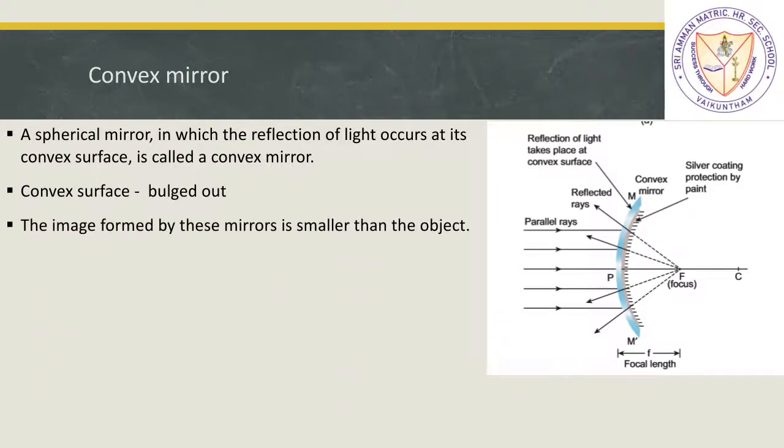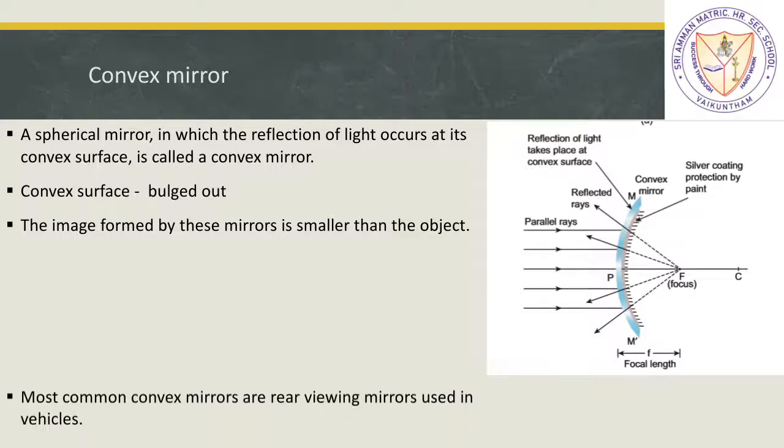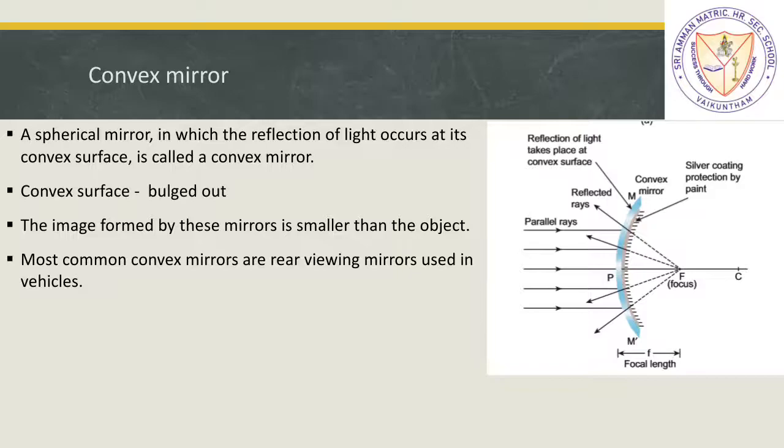The image formed by these mirrors is smaller than the object. So the concave mirror will enlarge the object, whereas convex mirror will diminish the objects. The most common convex mirrors are rear viewing mirrors used in vehicles. Every vehicle will have mirrors, right? Those mirrors are nothing but convex mirrors.